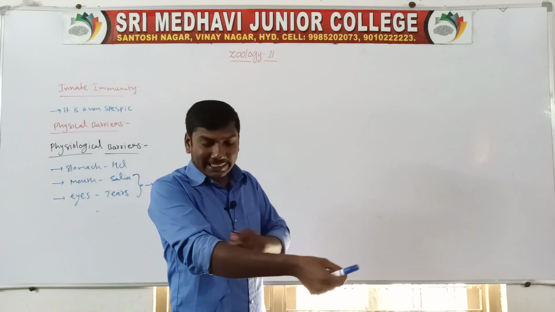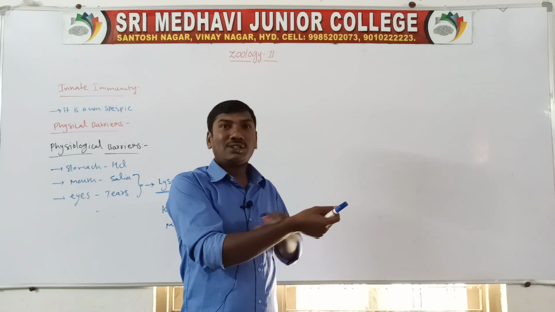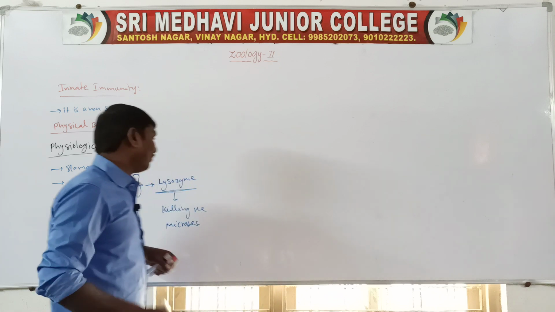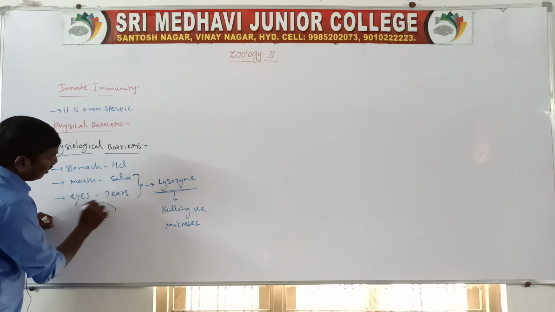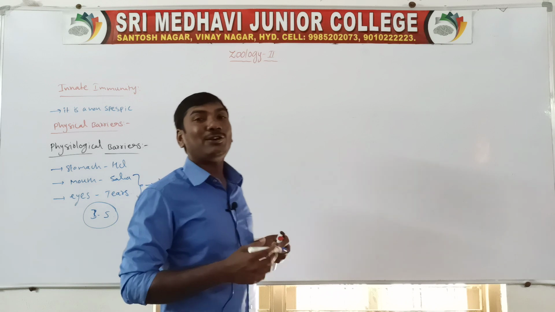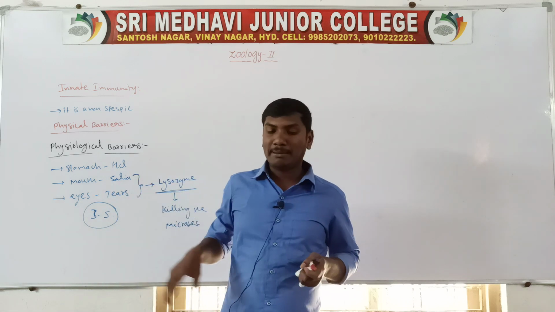Next, the skin contains oil and sebum. The oil and sebum maintain the pH at 3 to 5. Because of this pH, the microbes do not grow. So they are the physiological barriers.